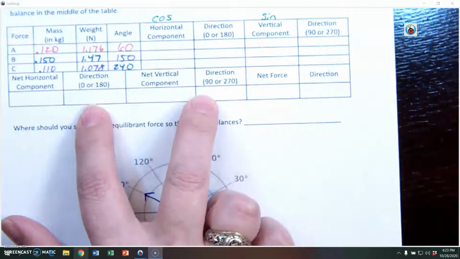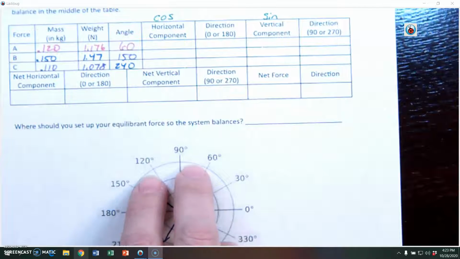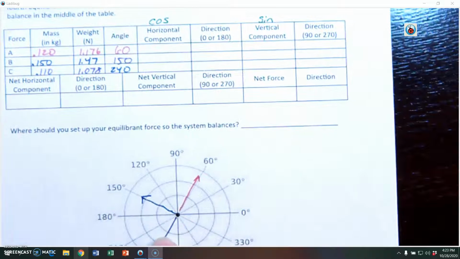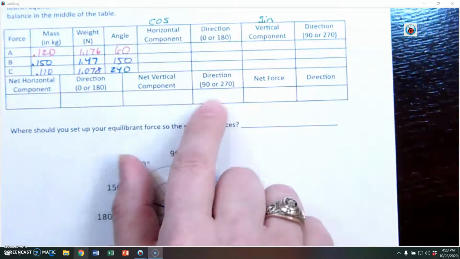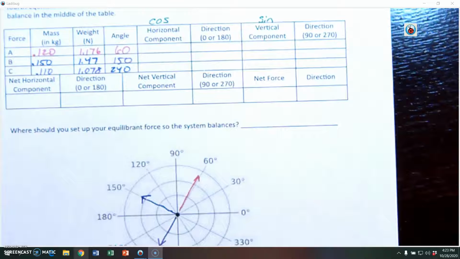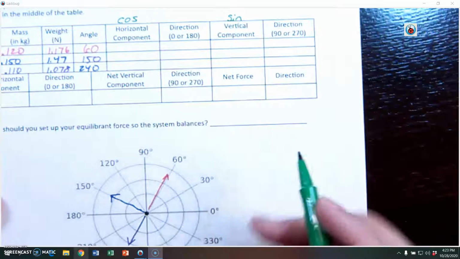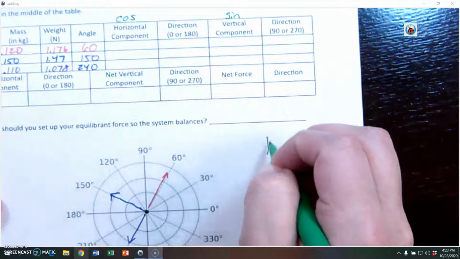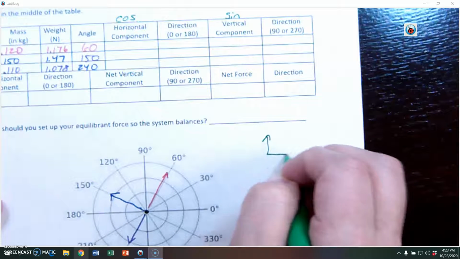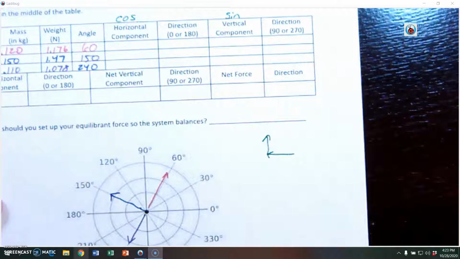And again, the direction just is basically who won. Was this measurement bigger than this measurement? Are we headed up or are we headed down with our vertical? Okay. So you'll probably find at the end, depending on where you set your angles, of course, that you have a net vertical component and a net horizontal component.